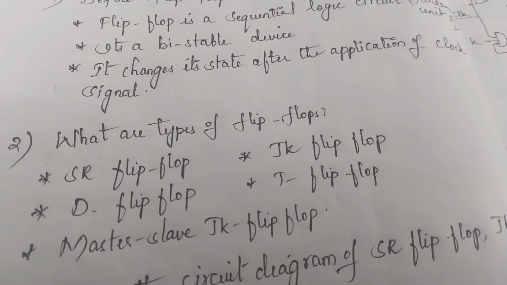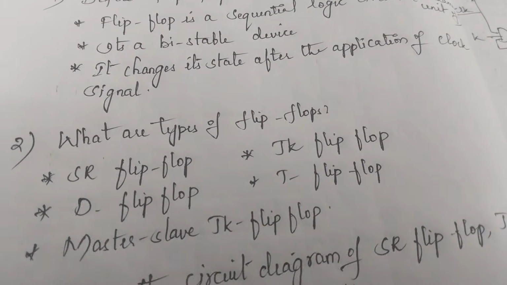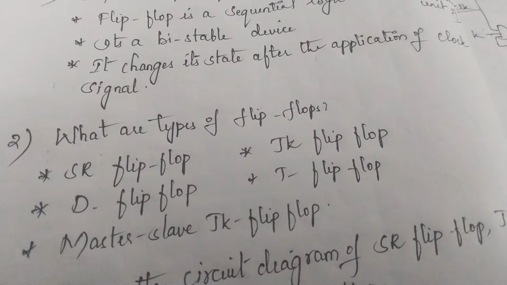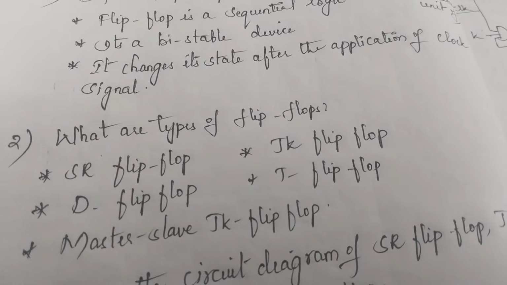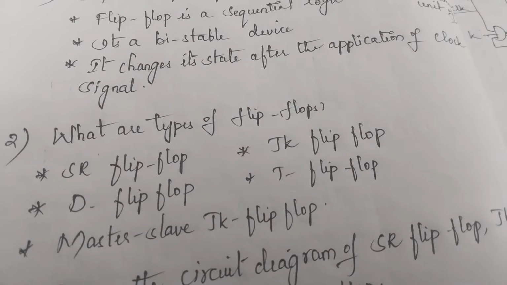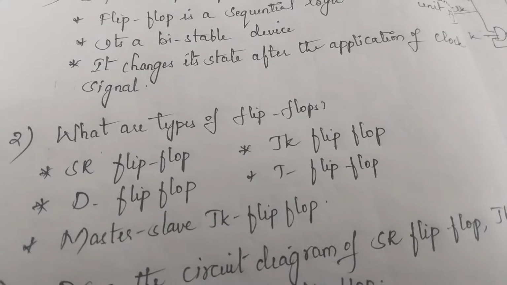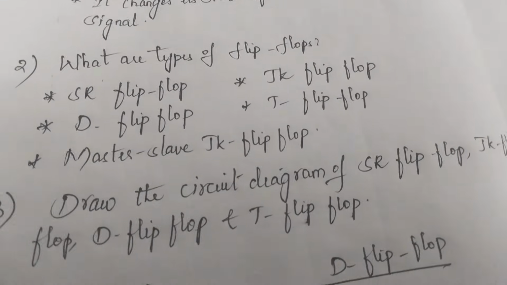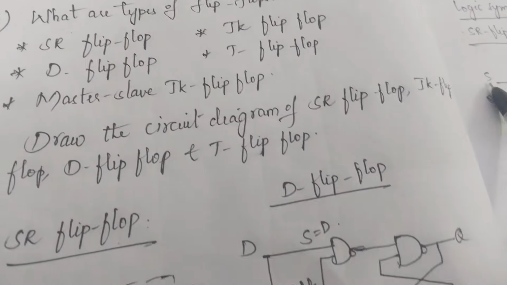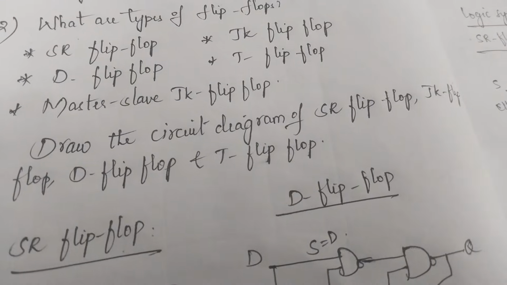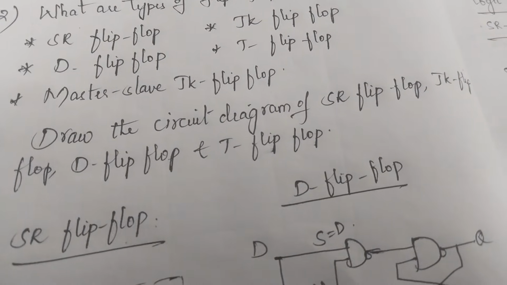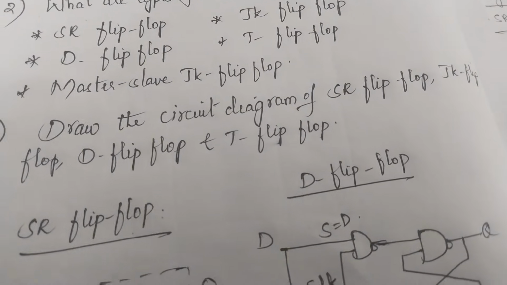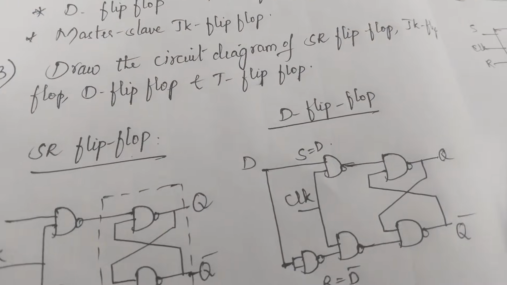The next question is, what are the types of flip-flop? This is also a 1 mark question. The various flip-flops are SR flip-flop, JK flip-flop, D flip-flop, T flip-flop and master slave JK flip-flop. The next question you can expect is, draw the circuit diagram of SR flip-flop, JK flip-flop, D flip-flop and T flip-flop. So let's see here.